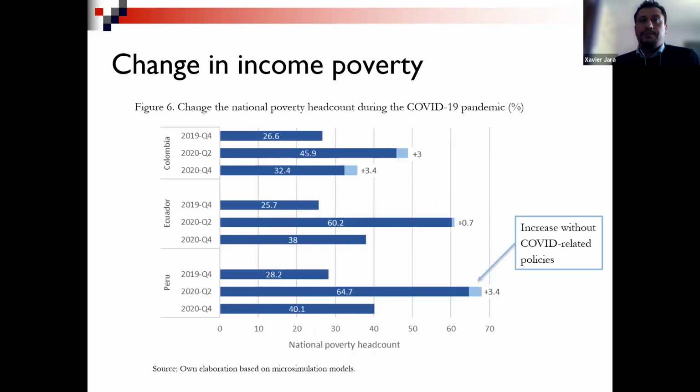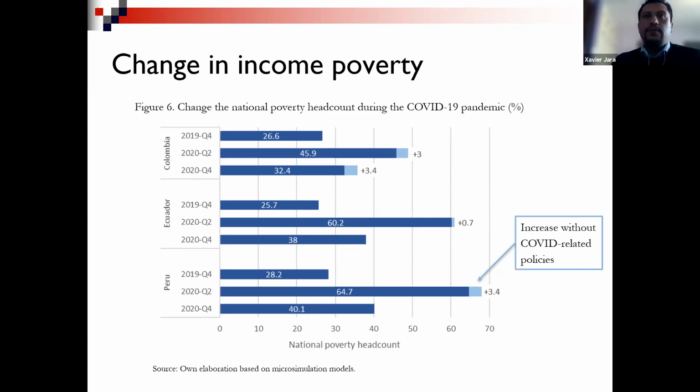If we move now to poverty, here we are presenting the change in the national poverty headcount during the COVID pandemic in the three countries. And we observe a similar pattern as that observed for inequality. In all three countries, poverty increases dramatically during the second quarter of 2020, when the economies were hit the hardest. Then poverty decreases by the end of 2020, but it does not return to the pre-pandemic levels. Actually, it remains quite high in all three countries.